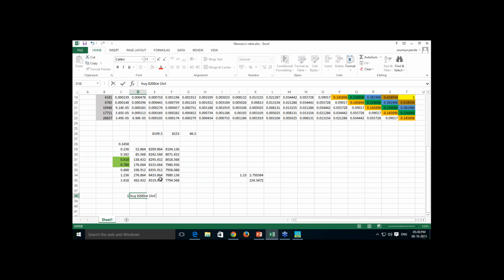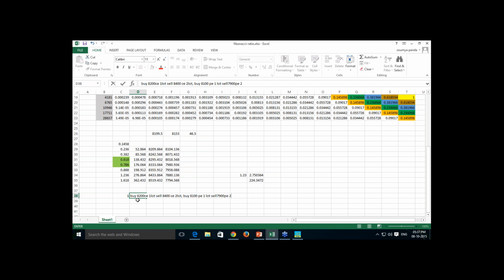So buy one lot and sell the 8400 call option, maybe two lots to reduce the cost. In the same way, to hedge on the other side, buy the 8100 put, one lot, and sell. Reducing the cost is very important. So sell the 7900 put option, two lots.